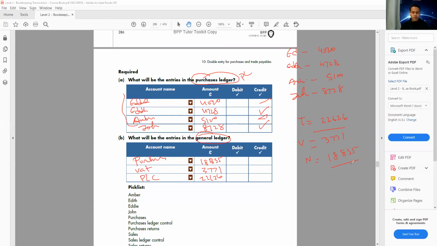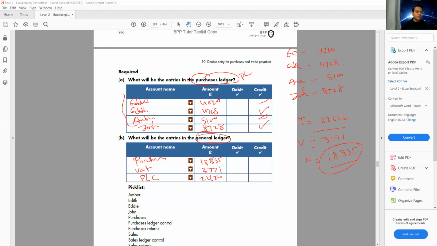So my total purchase was 18,855. So that's my expense. When I buy something, purchase is always an expense. Then VAT, when I buy something, I also need to pay the VAT. So that's also my expense. Then purchase ledger control, I didn't make the payment for that. So that's my liability. I have to pay all this money. So let's do this one.